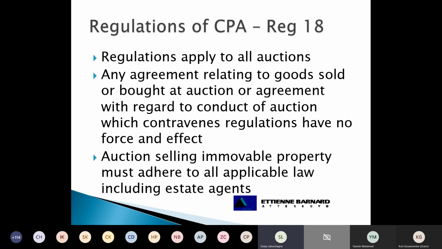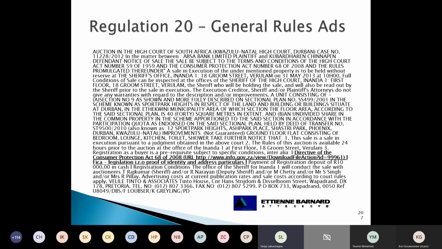What you need to do in your ad, which is extra and not in the rules of the court, is give a URL. Can you see here? You give an address on the internet where people can have access to the Consumer Protection Act. It can be a government one, but make sure that they can access it and see what the Consumer Protection Act says.